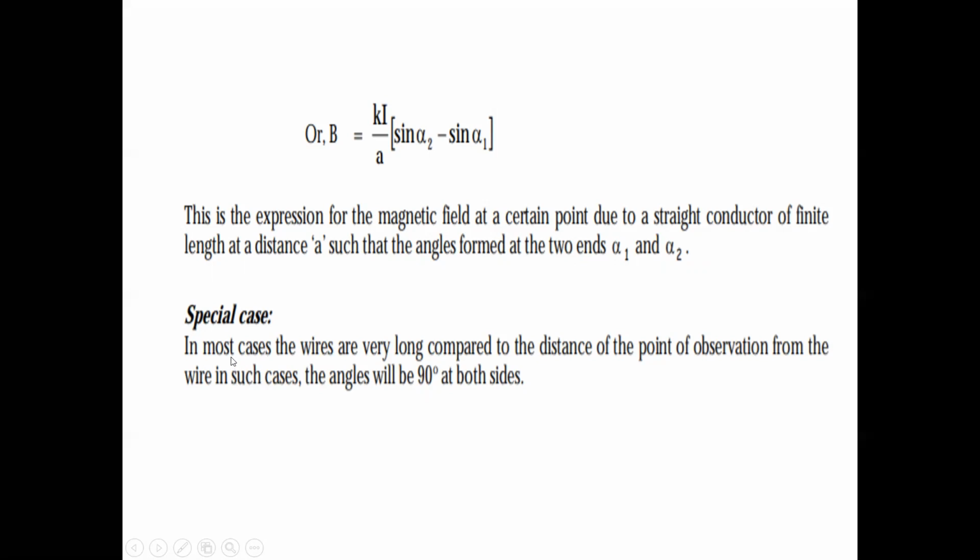Here a special case in this application is that in most cases the wires are very long compared to the distance of the point of observation from the wire. In such cases, the angle will be taken as 90 degrees at both ends. So this is the expression for the magnetic field intensity of a straight current carrying conductor.